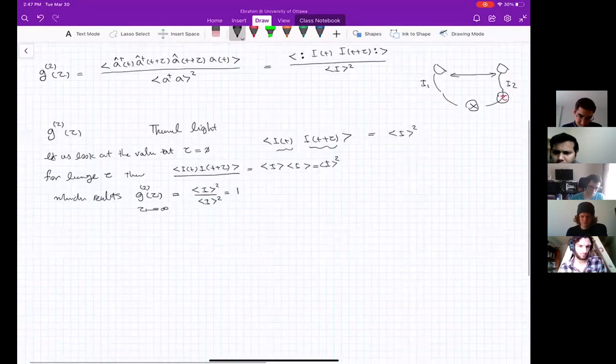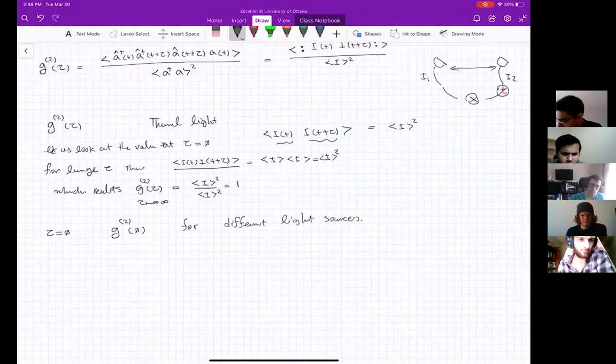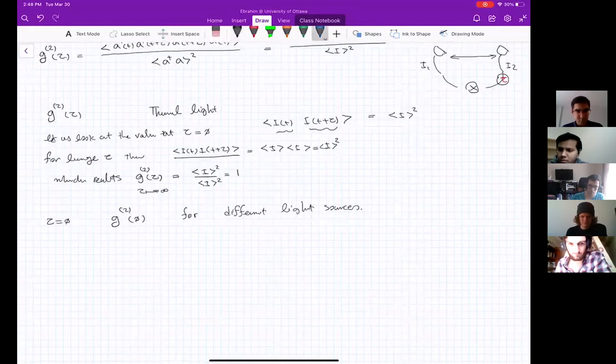However, what we are interested in right now is time equal to zero, and we want to look at the correlation function G2 of zero for different scenarios, different light sources. So we look at G2 of zero for different light sources. For example, thermal light, for example, coherent light. For example, we can look at a Fock state, which is non-classical light. Okay. So let's look at the first scenario.